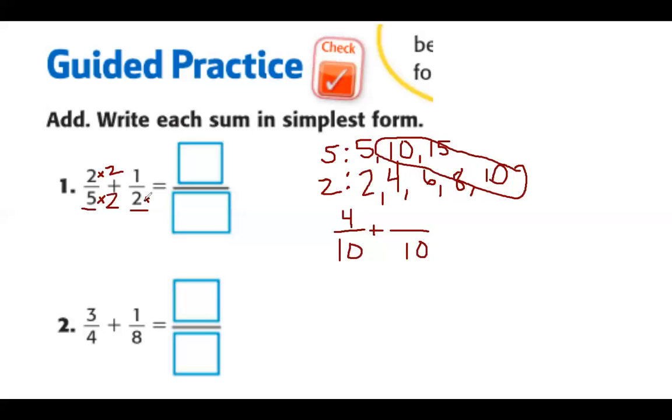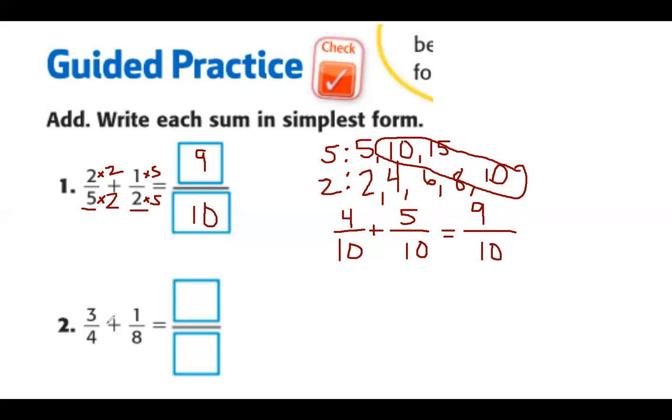And then I ask myself, 2 times what gets me 10? 2 times 5, which means I also need to do 1 times 5. So I have 4/10 plus 5/10. I do not add the denominators, only the numerators, which would end up giving me 9/10 on that one, 9/10.